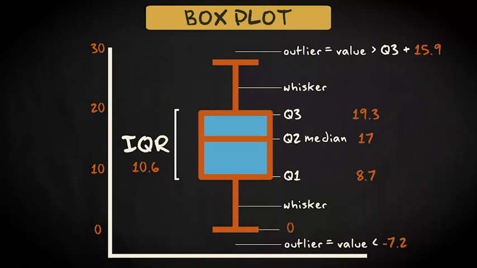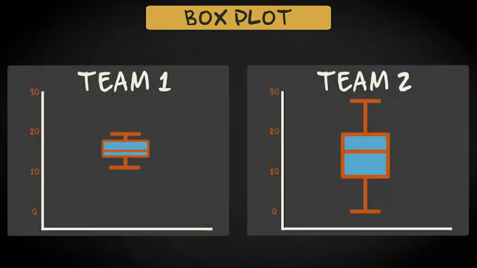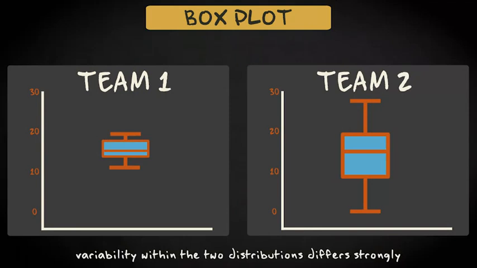Our minimum value is 0. That's the end of the whisker. Q3 is 19.3, so all values higher than 19.3 plus 15.9 equals 35.2 are outliers. We don't have values this high, so we don't have outliers on this side either. The end of the upper whisker therefore is equal to the maximum value, which is 27.7. So, let's also take a look at the box plot of team 1. If we compare the two box plots, we see immediately that the variability within the two distributions differs strongly.